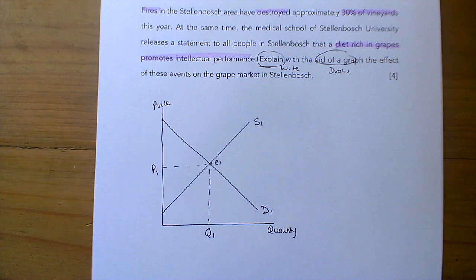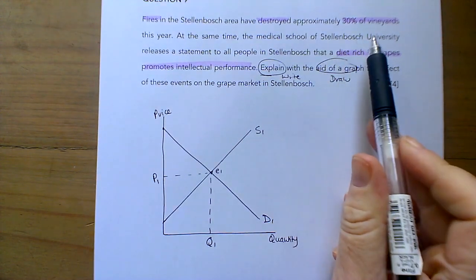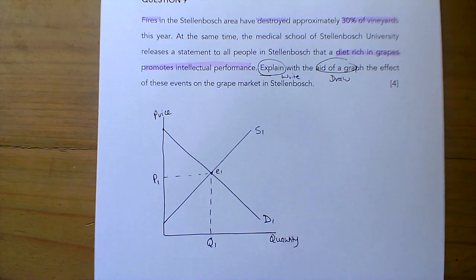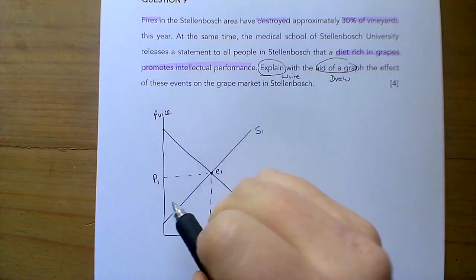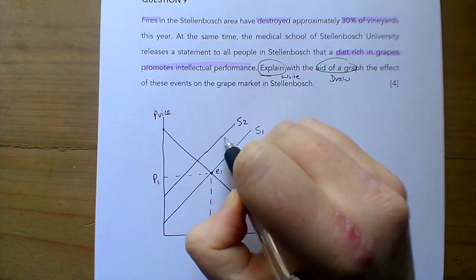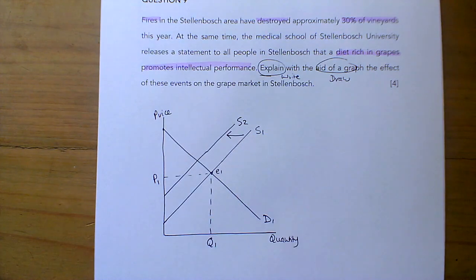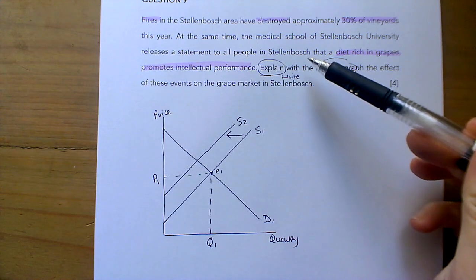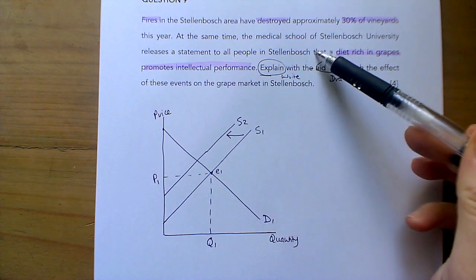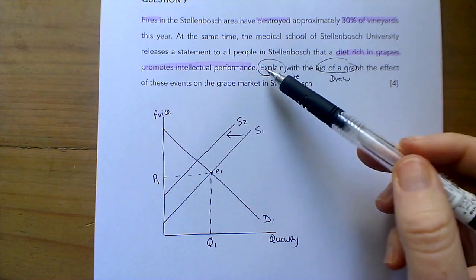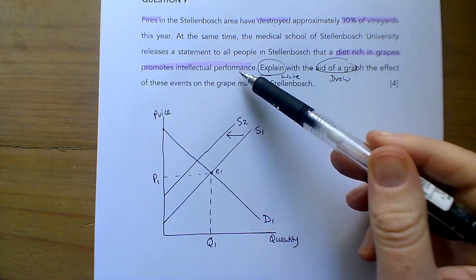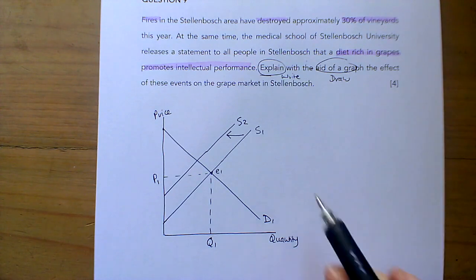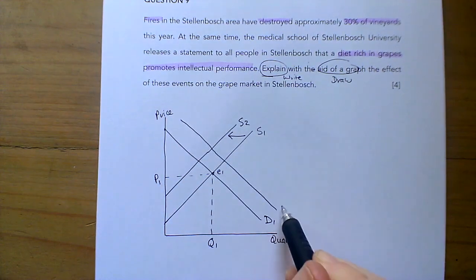We then have these two events that happen at the same time. And so the first one is the destruction of vineyards due to fires. That is the same sort of supply shock that we saw in the previous question. And so the supply of grapes decreases. But at the same time, there is an announcement that a diet rich in grapes promotes intellectual performance. Now, because most people who live in Stellenbosch, or maybe not most, but a large number, are students, we should expect the demand for grapes to go up if it seems to promote intellectual performance. And so demand would shift to the right.